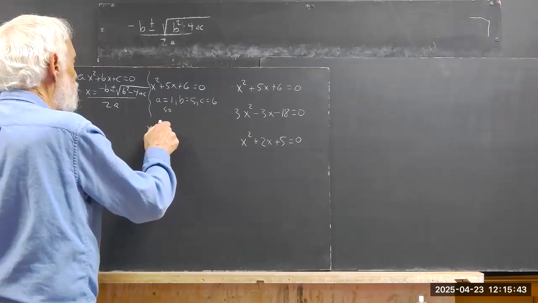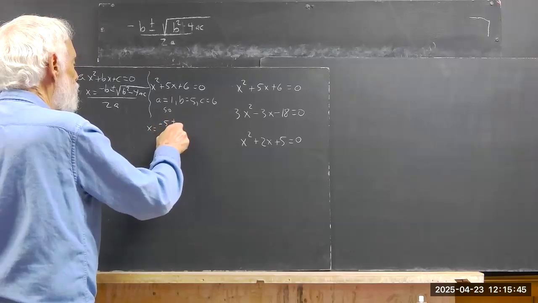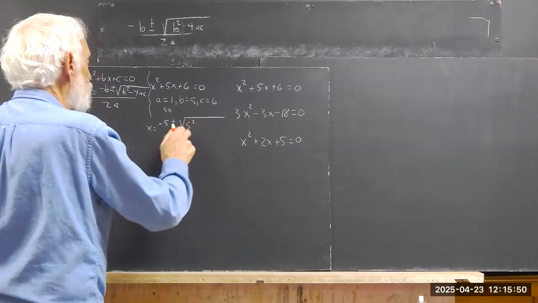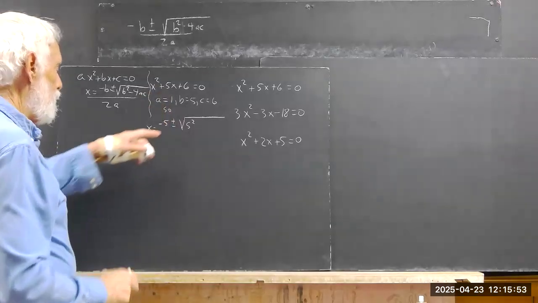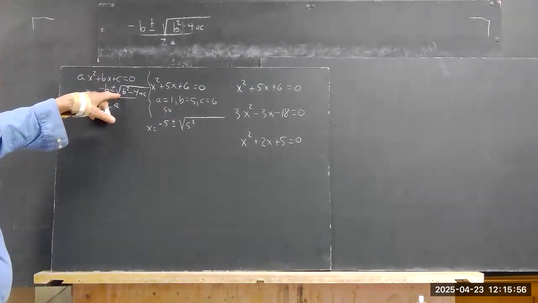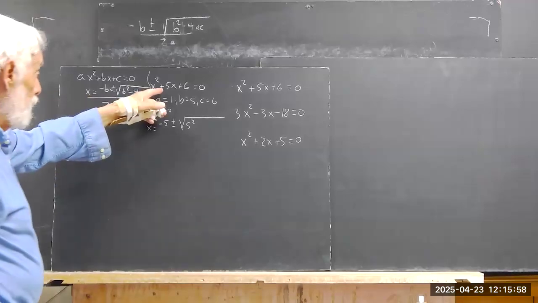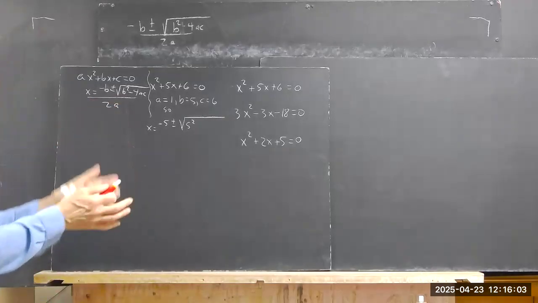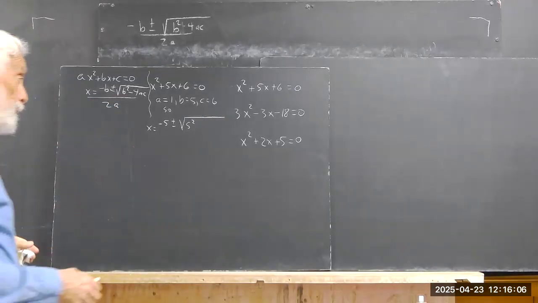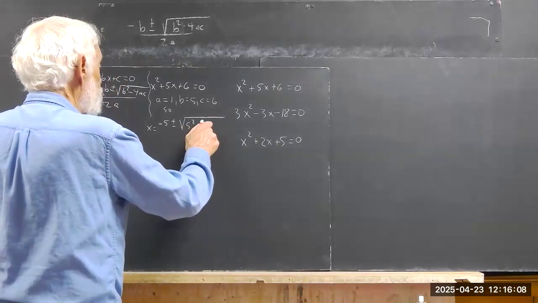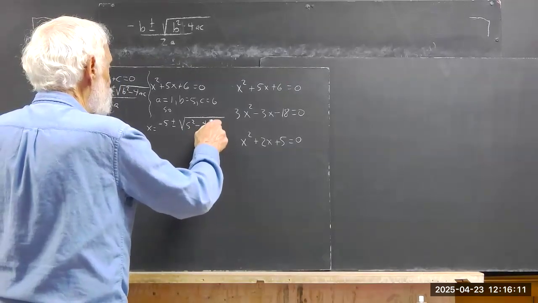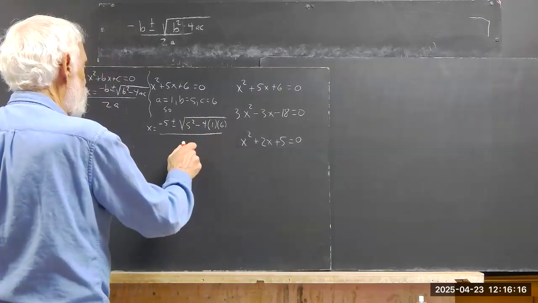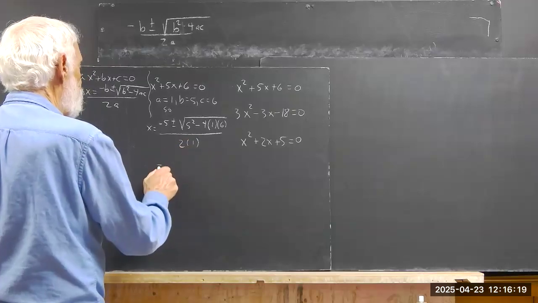So x equals negative 5 minus the square root of 5 squared. No negative involved here. There's no negative in front of b squared. Now, if b happens to be negative, there is a negative on b, but you put parentheses around it, squared. Okay, so you got 5 squared, then it's minus 4 times a, which is 1, times c, which is 6. All that divided by 2 times 1.